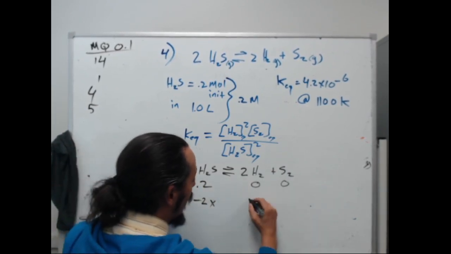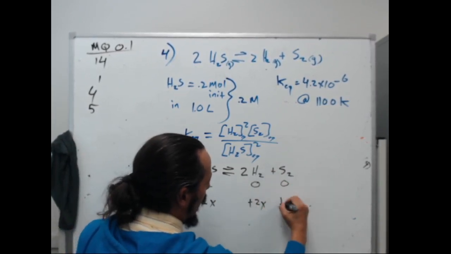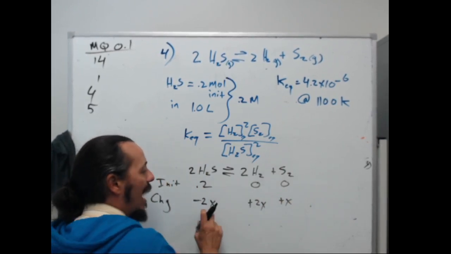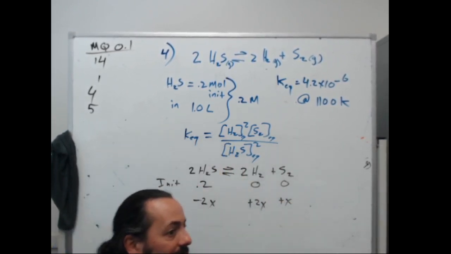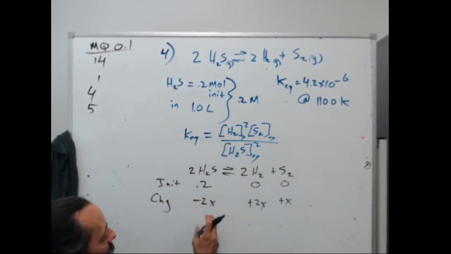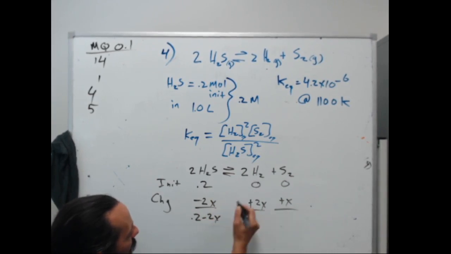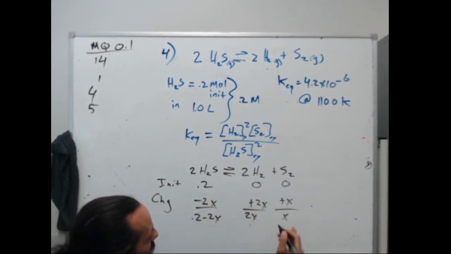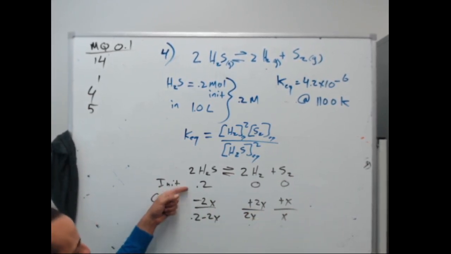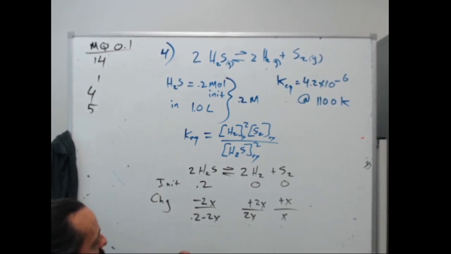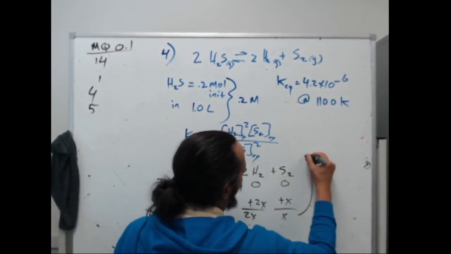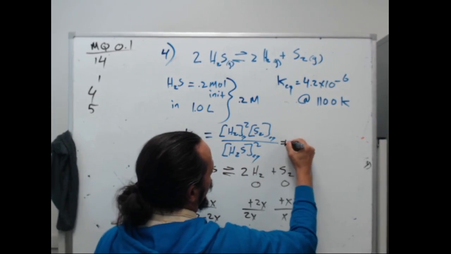I'm going to lose 2 of that. I'm going to gain 2 of that. I'm going to gain 1 of that. So every bit that the reaction happens is some x value. And then I can go ahead and do 0.2 minus 2x, 2x, and x. This is my initial. This is my equilibrium values. So I can take these equilibrium values and I can plug them in here.